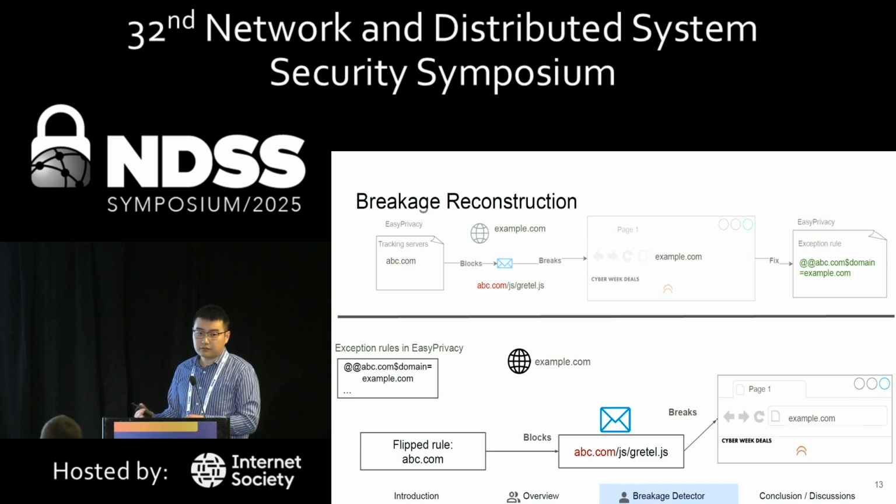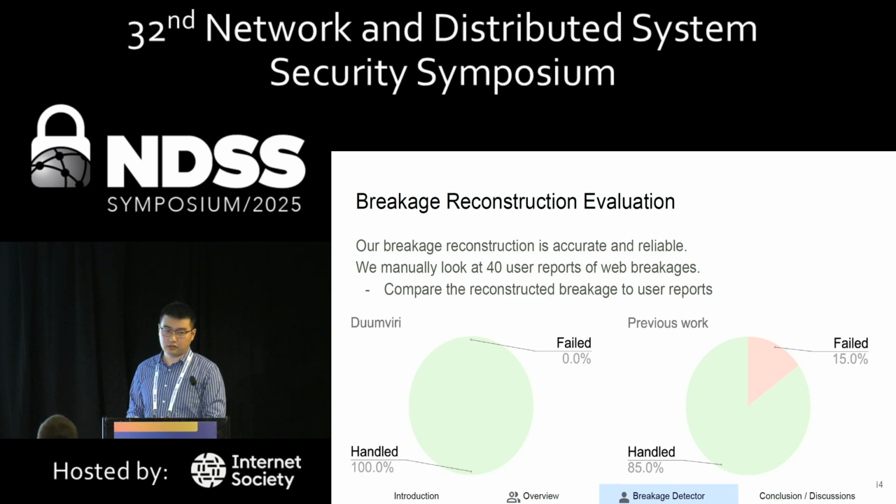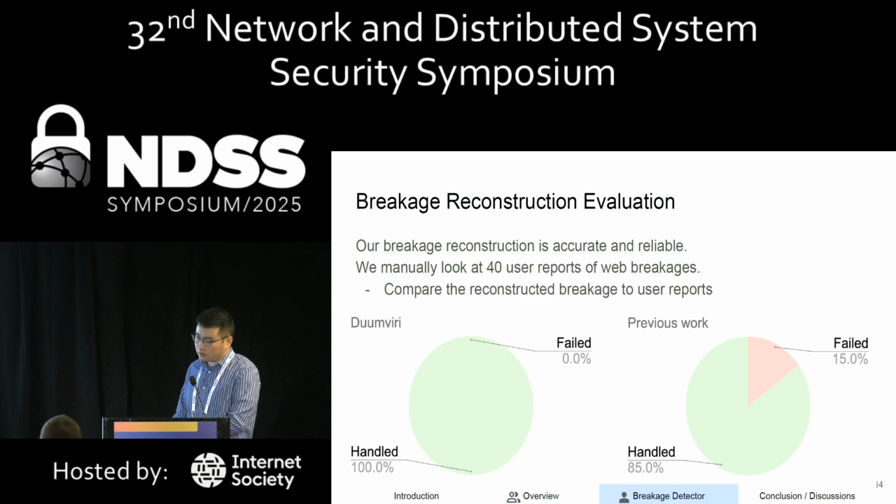Now, the benefit of this approach is that, first of all, there are many instances of exception rules, and they're extremely relevant. We proved this point by looking at the reconstructed breakage and seeing how many cases match exactly with the user reports. And we found that Duumviri was able to handle all the cases, while previous work was only able to handle around 85% of cases. There are 15% of cases where they think the breakage reconstruction was proper, but the reconstruction was actually not.